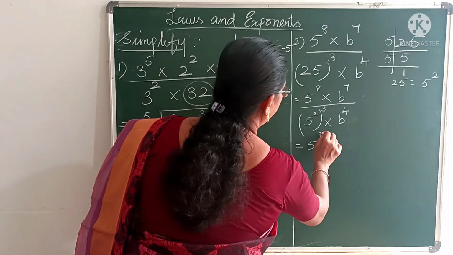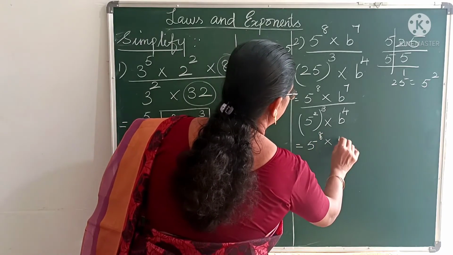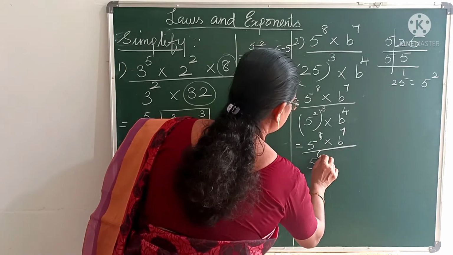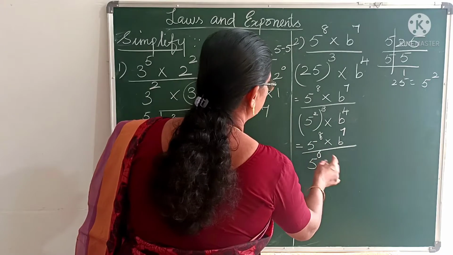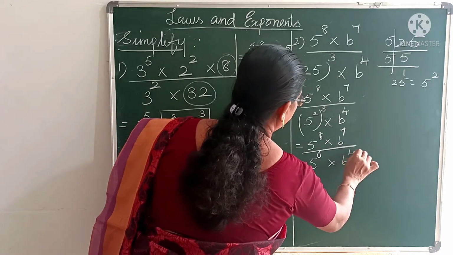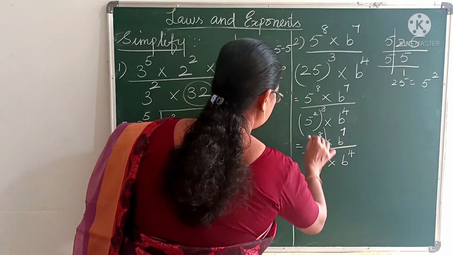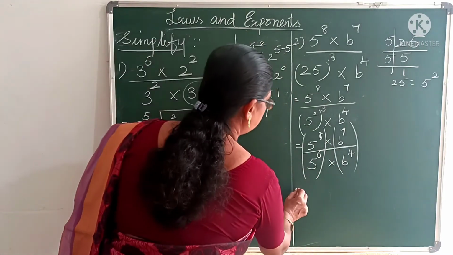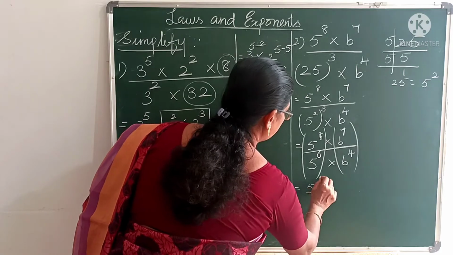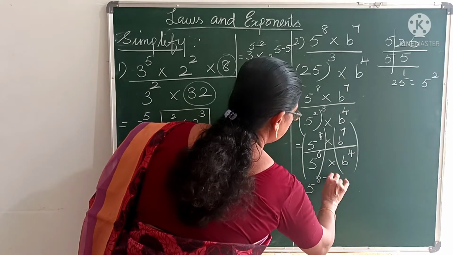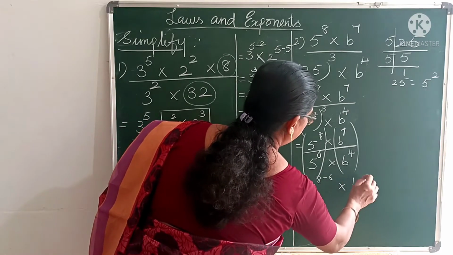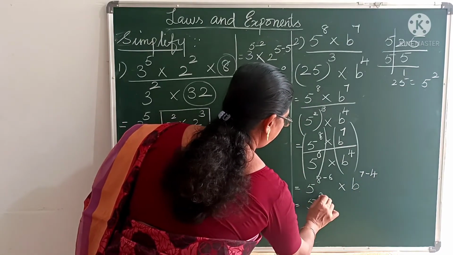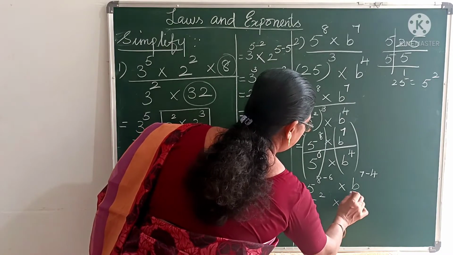So 5 power 8 into b power 7, here 5 power 6, 2 3s are 6, into b power 4. Then take this one as a division. In division, what will you do? You have to subtract. So 8 minus 6 into b power 7 minus 4. So it is 5 square into b power 3.